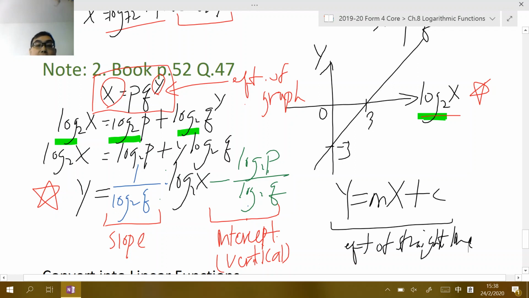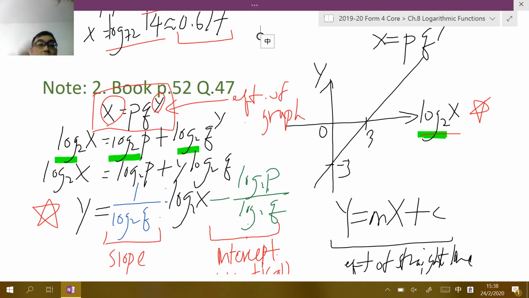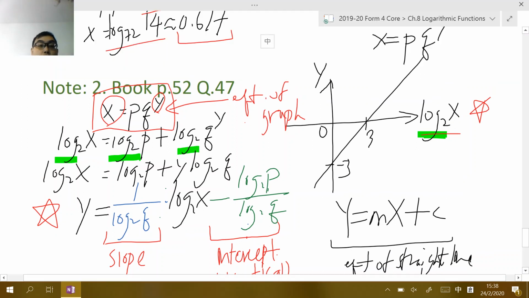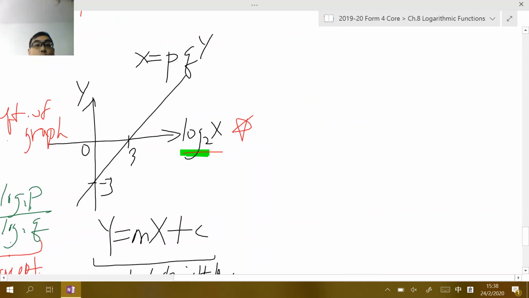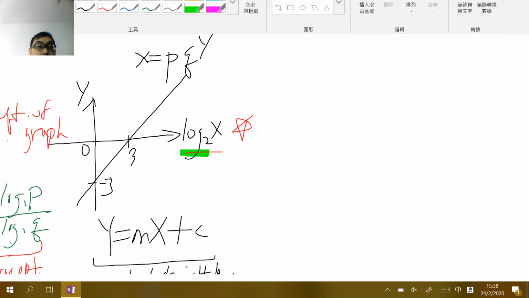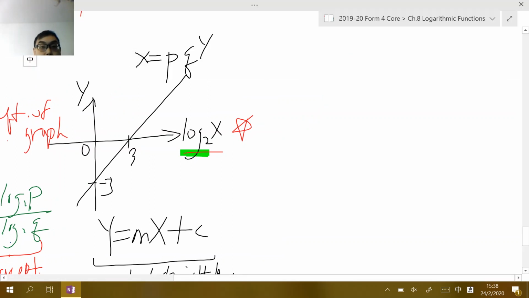That means that after you have got this relation, now how do we find p and q? We have to take out these two terms, the ones with the slope and the intercept on the vertical axis, to write them down. So I would like to show you here. The slope, as we said, will be 1 over log 2q.